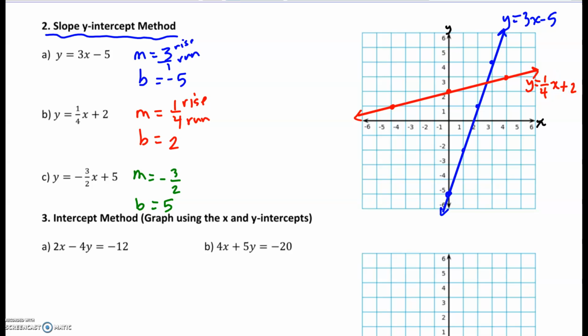Okay, my last line is a y-intercept of 5. And my slope is -3/2. So we remember that we put that negative with the numerator. So -3 is my rise and 2 is my run. So from my y-intercept, I have to go down 3, 1, 2, 3, and to the right 2. Down 1, 2, 3, to the right 2, down 1, 2, 3, to the right 2. Okay, we'll go ahead and draw our line.